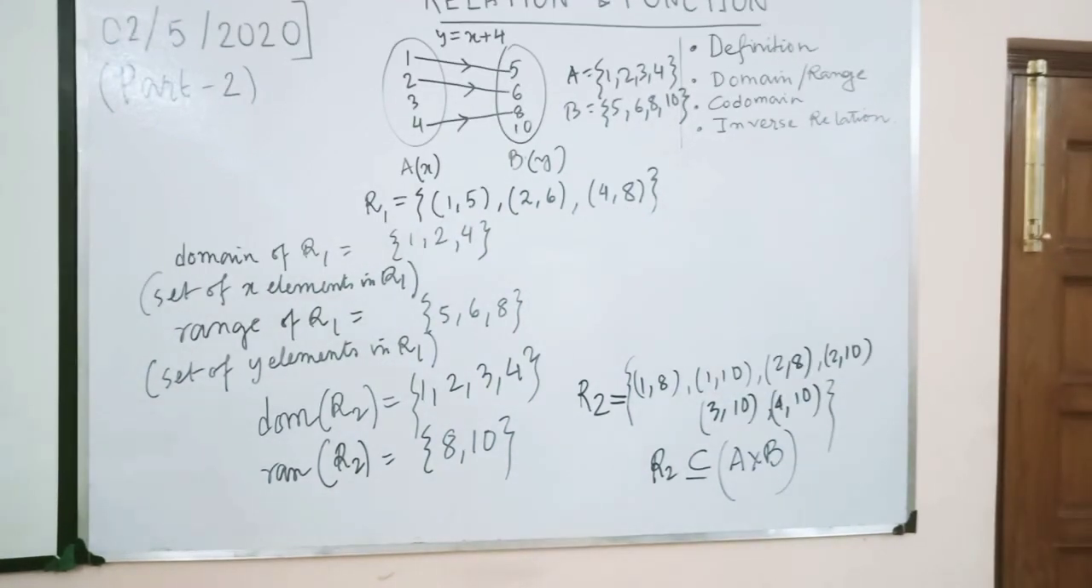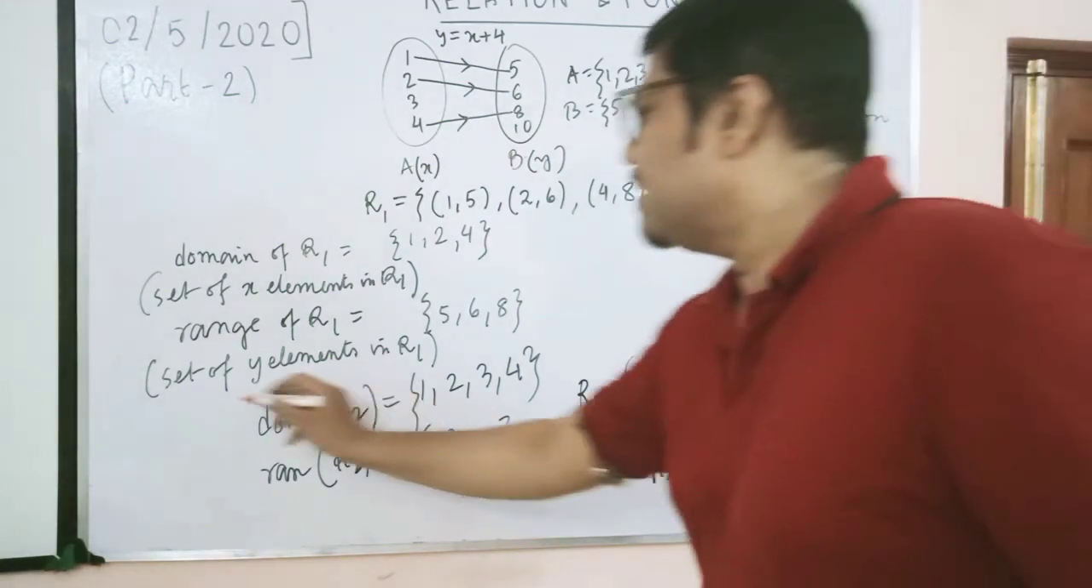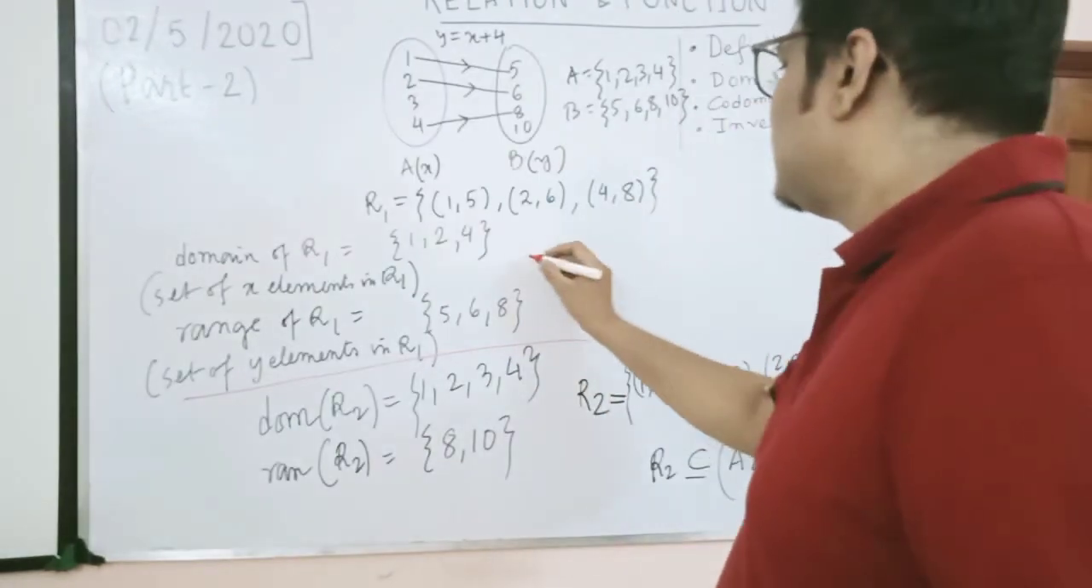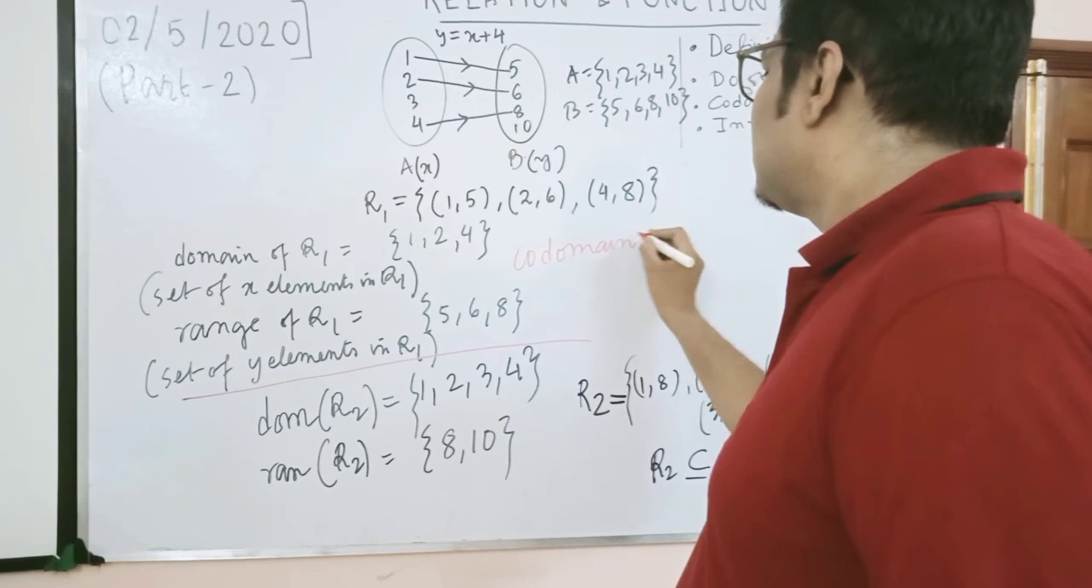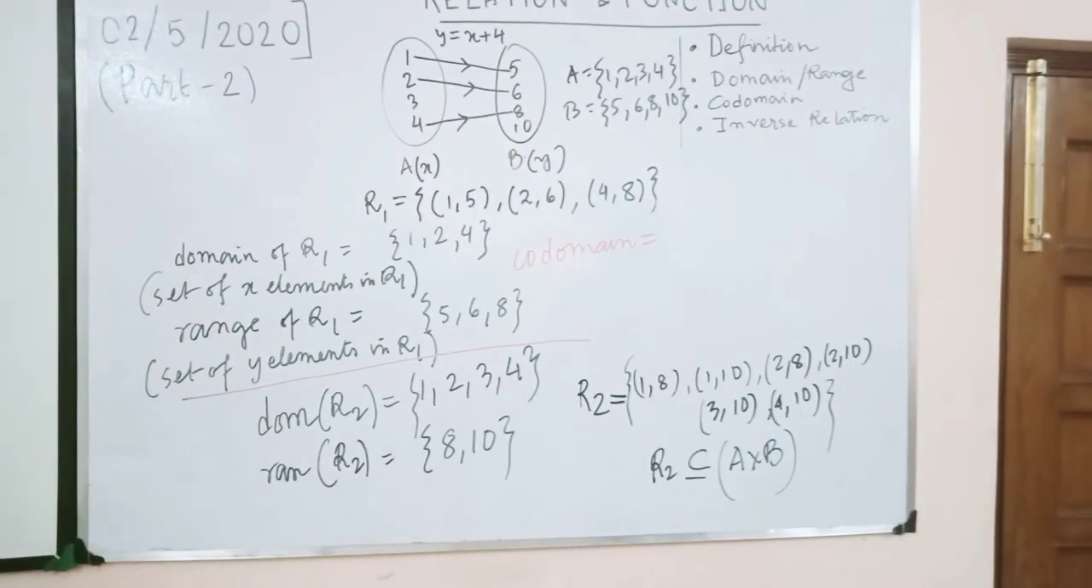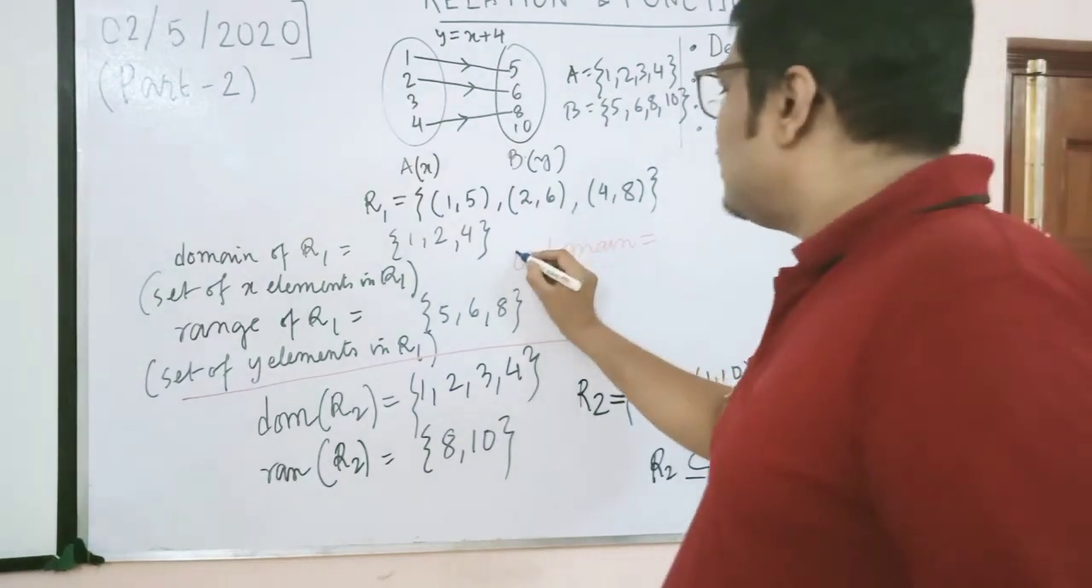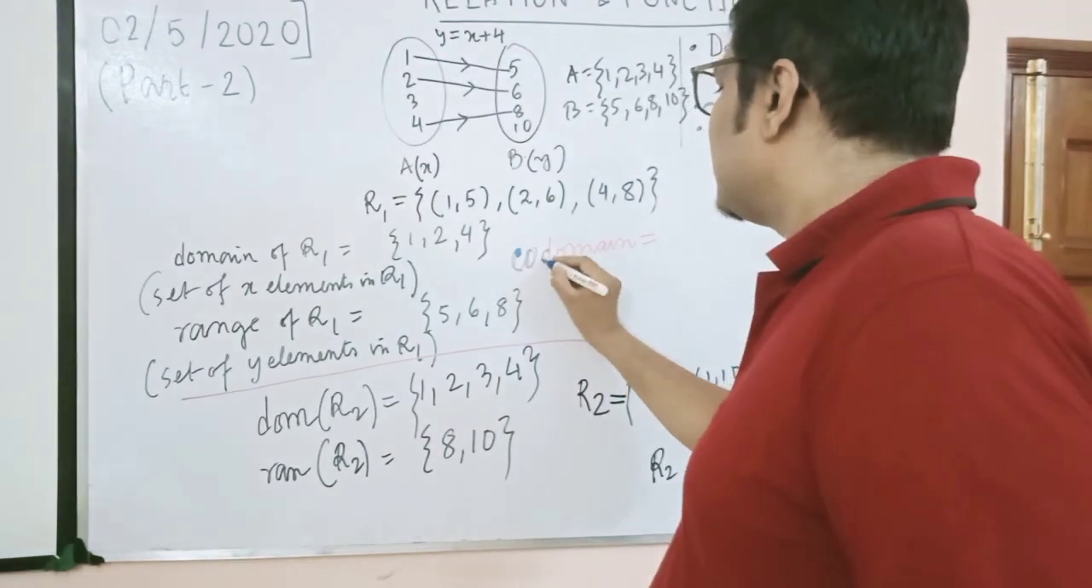Okay. After this we discuss the codomain. So what is codomain also? So codomain. Okay, so can you see codomain? I don't think so. So this is codomain. Okay, just a second.